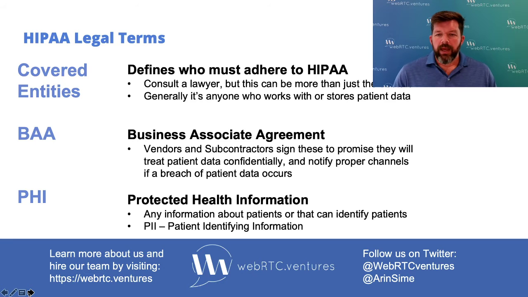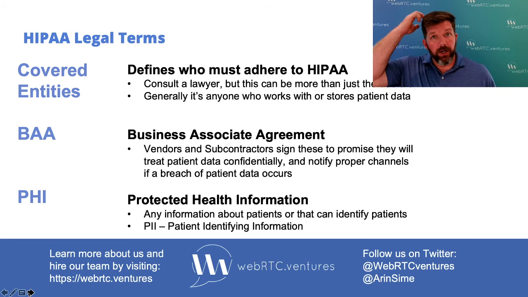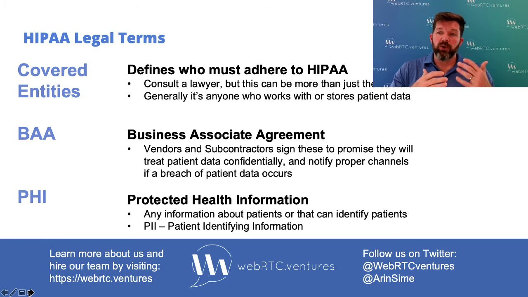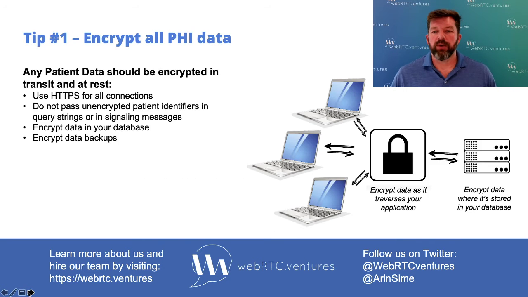And then the final term mentioned here is PHI, or protected health information, or you may also hear that as PII, patient identifying information. Also very important, basically referring to any data that you have indicating the health diagnosis of that patient, certainly, but also just identifying who that patient is. So it can be things like name, address, phone number, email address, social security number, all of those things in addition to the actual medical notes need to be encrypted in your system.